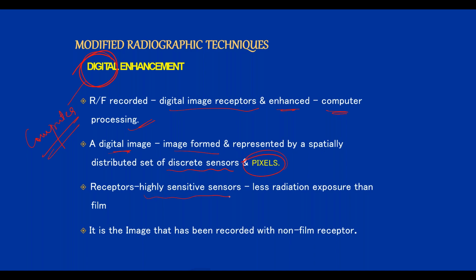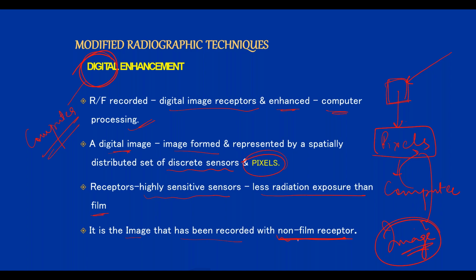Receptors are highly sensitive sensors with less radiation exposure than the film. It is an image that has been recorded with a non-film receptor. So you have a sensor, the X-rays fall on it, the sensor records the image in the form of pixels that are stored in the computer, where the computer processes these pixels and the image is formed. So there is no film required. The receptor is a non-film receptor. It's actually a sensor.